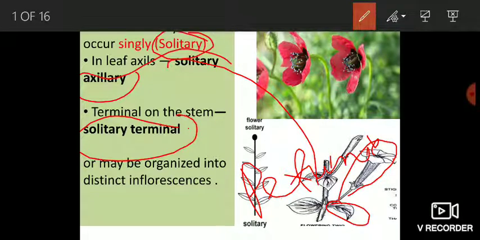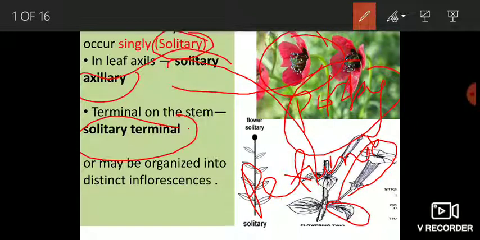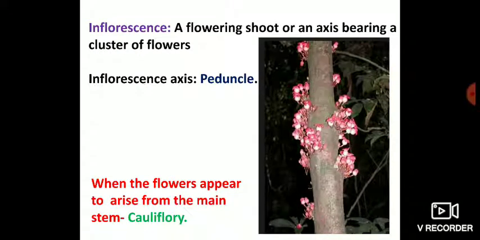The second one is solitary terminal. Here it arises at the tip of the stem, and the example is poppy. So now you can say that the flowers can occur either singly or in the form of clusters. If singly, their arrangement can be solitary axillary or solitary terminal. Now the second thing is, if the flowers are arranged in the form of clusters, this cluster of flowers is known as inflorescence.